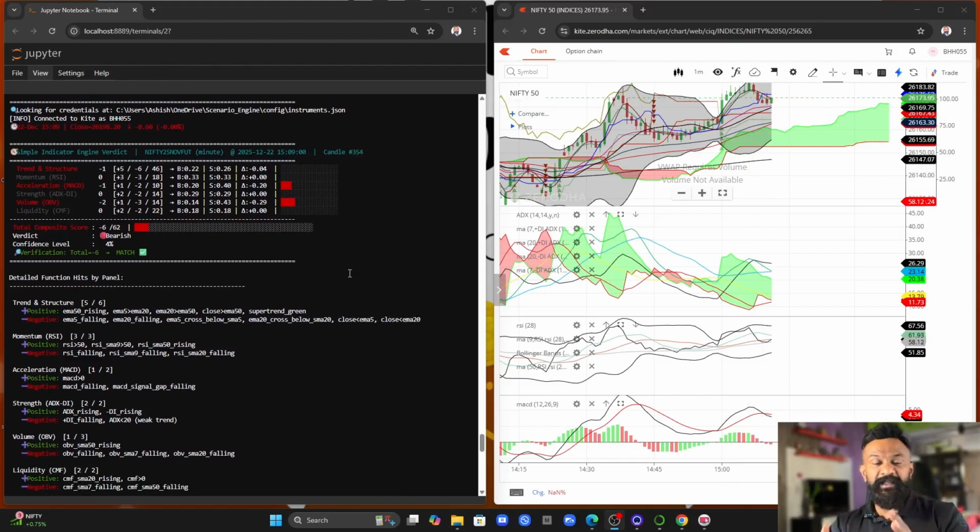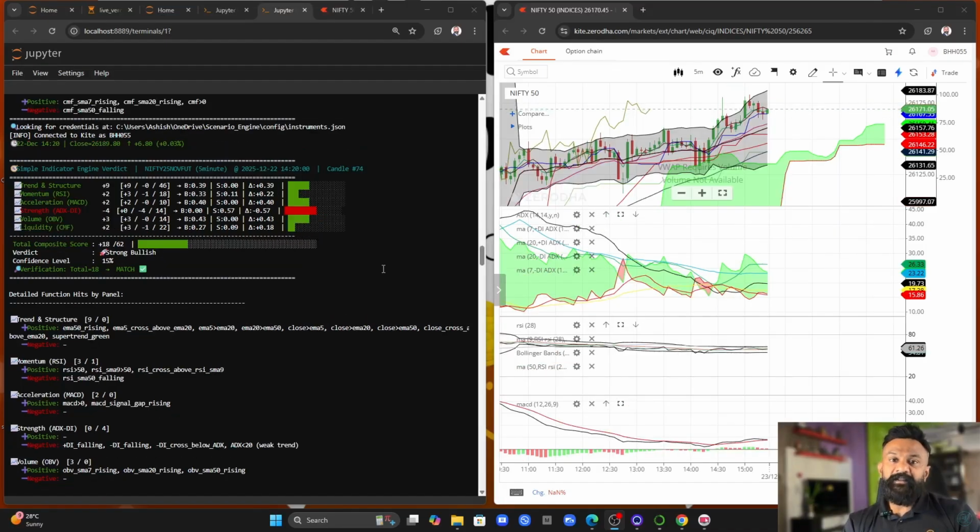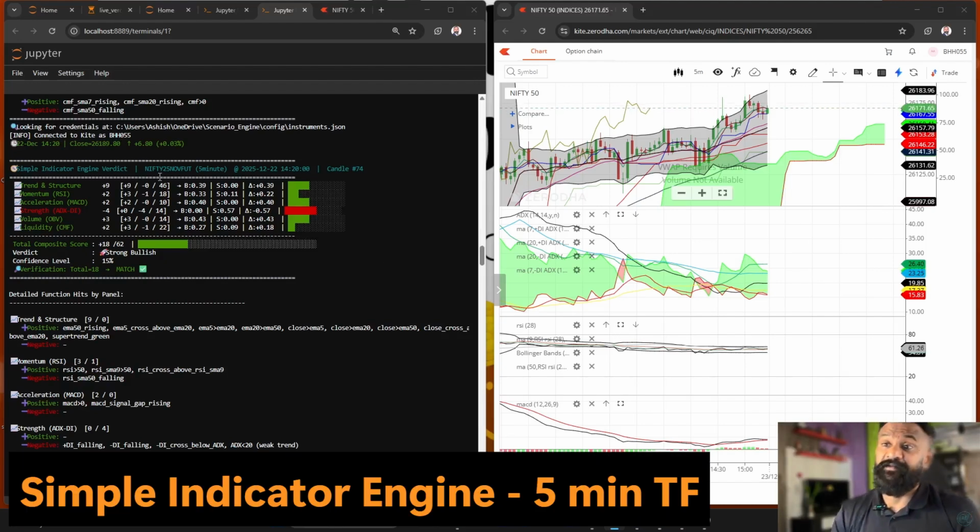So this simple indicator engine is using simple calculation with multiple indicators, and I'm using almost 124 conditions with 20-plus indicators. And you see that at every candle I get what are the positive conditions and what are the negative conditions. This engine helps me in showing the direction with a simple calculation. So we have looked at the first engine, the simple indicator engine, on 1 minute time frame. Now on the screen you see the same engine on 5 minutes time frame.